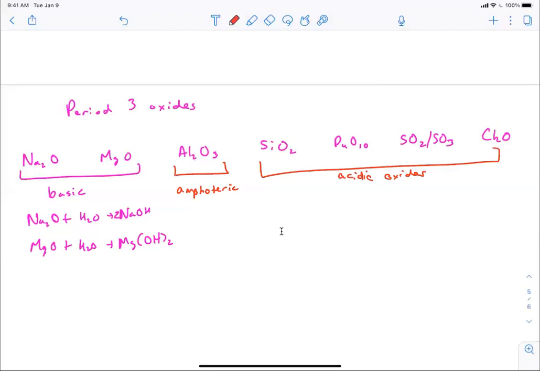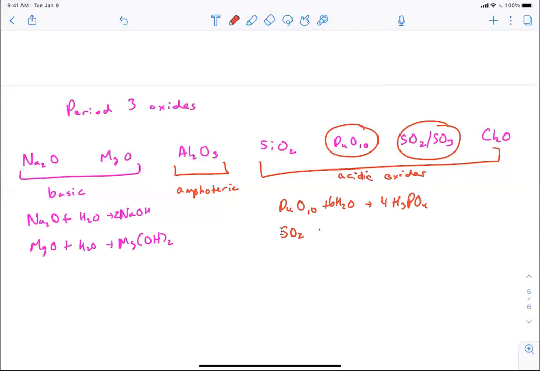You don't need to know every single reaction here. You need to know two of them, P4O10 and the SO2 or SO3 reaction. SiO2 is a tricky one because it doesn't act as an acid in water, but if you react it with a base, it will act as an acid. You don't need to know a reaction for that, but you do need to know that P4O10 plus water forms H3PO4, and that's 1, 6, and 4. I'm sorry, that is 1, 6, and 4.